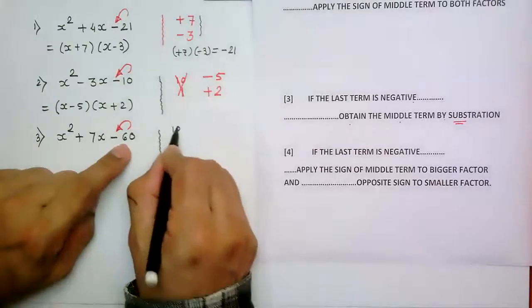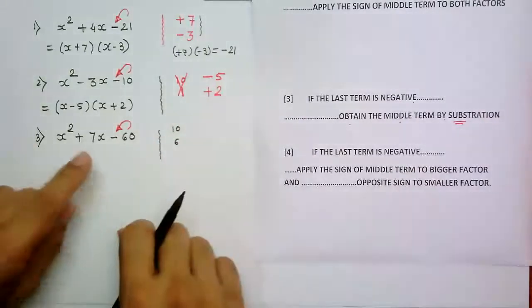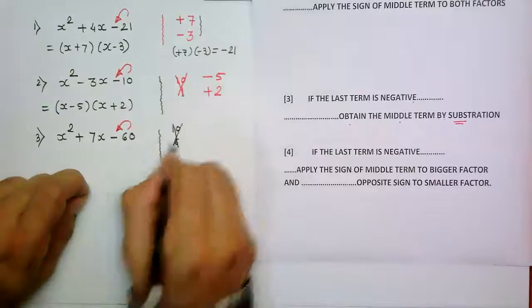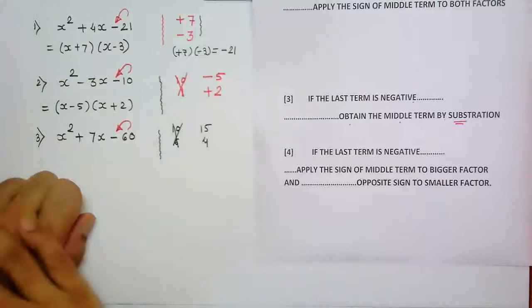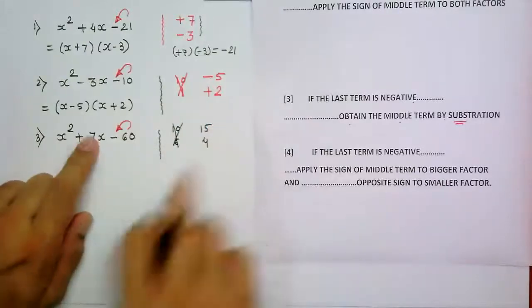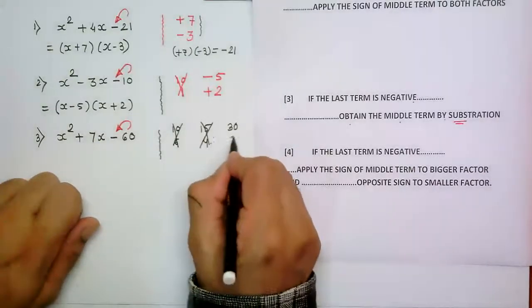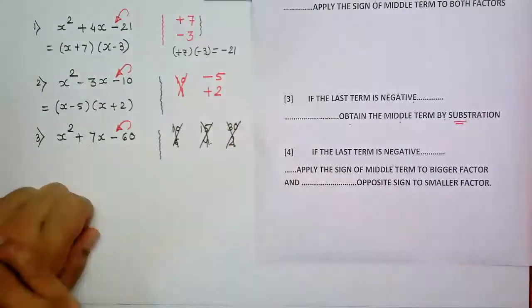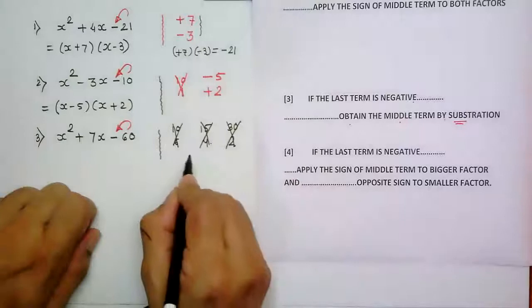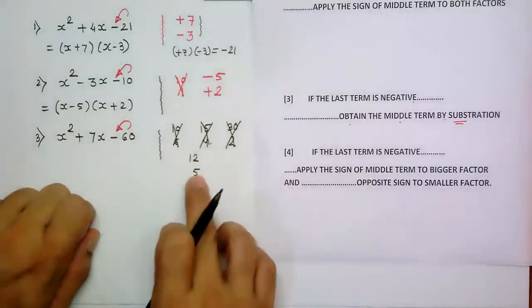60. 10 sixes are 60. But 10 minus 6 is 4. It is not 7. So these are not our factors. Leave them. 15 fours are 60. 15 minus 4 is 11, not 7. So this is not our answer. Even 30 times 2 is 60. But 30 minus 2 is 28, not the 7. So this is not my answer. So what will it be? Please prepare your table nicely. 12 fives are 60. 12 minus 5 is 7.